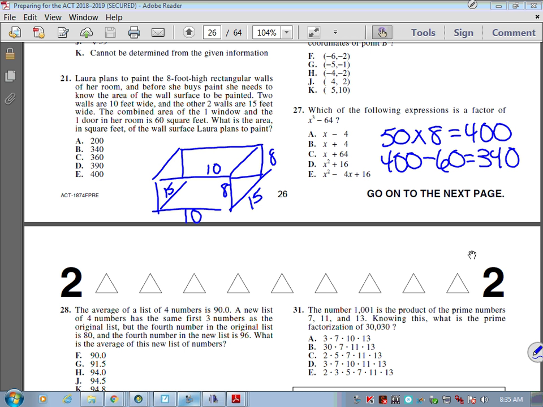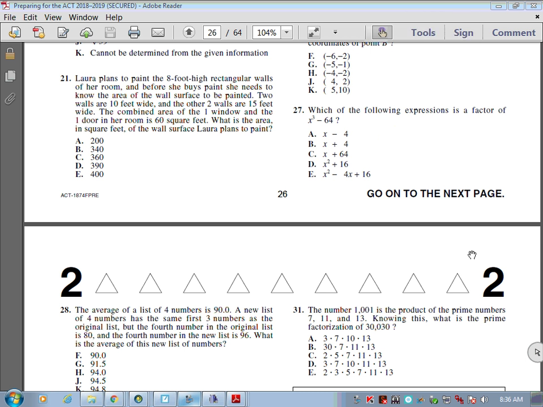Does that make a little bit more sense? Okay. I mean, you don't have to use the lateral area formula. Basically you're finding the area of all 4 walls. So you could have taken 10 times 8, gotten 80 times 2, and 15 times 8 times 2, and then subtracted out the 60, and you would have gotten the same thing. But for me, it's always easier if I draw the picture. I'm a visual person, so if I can see it, it makes sense.